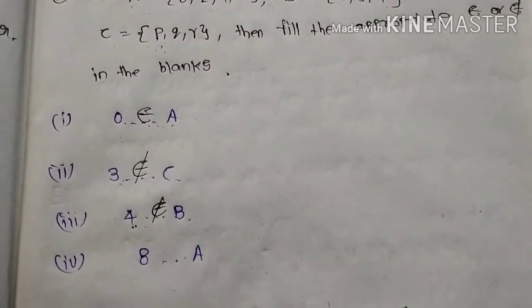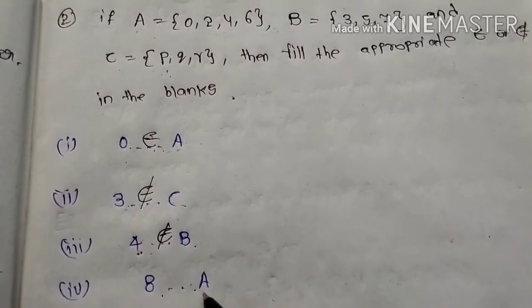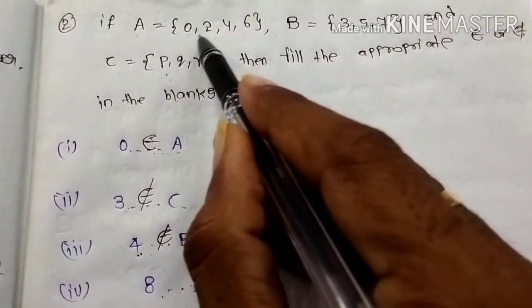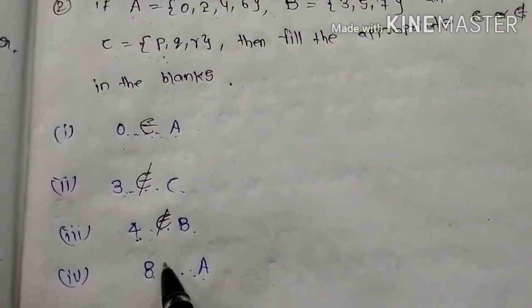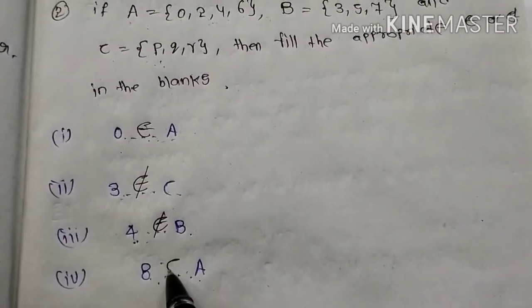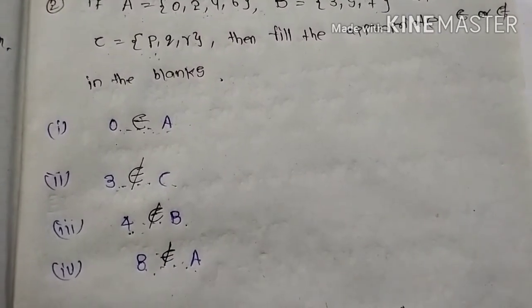See one more here, C. Does it belong to A or not? In the set A, {0, 2, 4, 6}, is it available? Not available. So it is not an element of A, and I can write does not belong to. In a similar way, you can try the remaining sums in this bit.